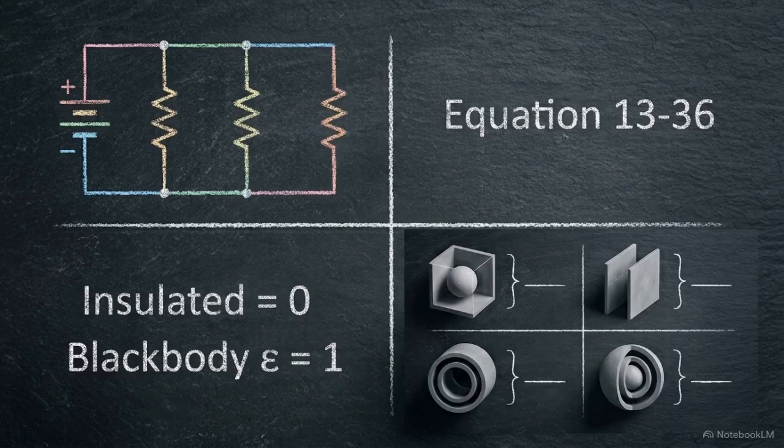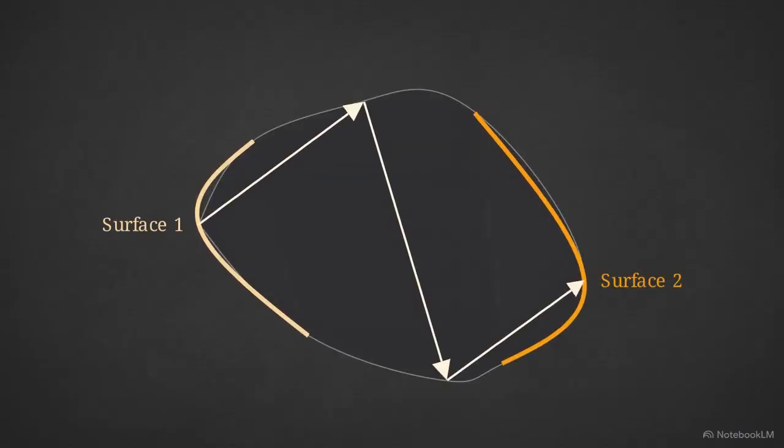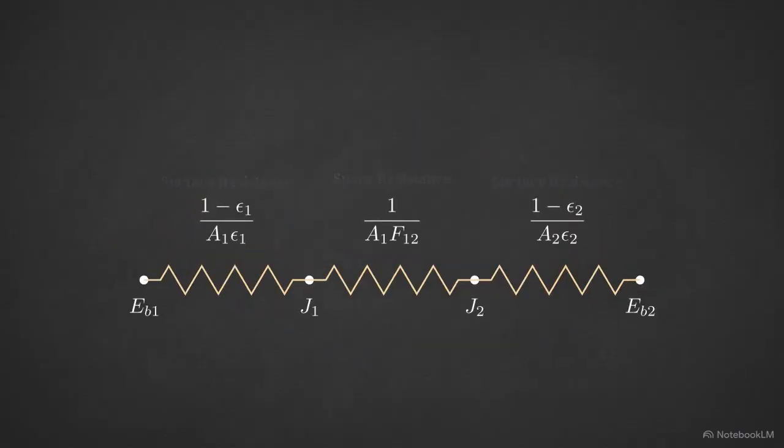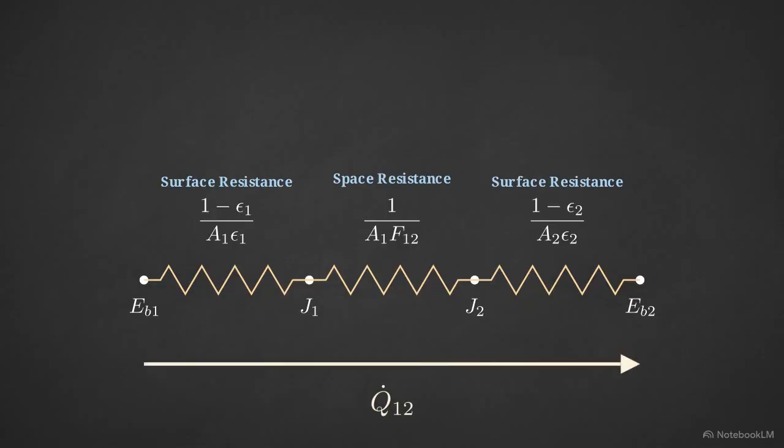To solve any two-surface problem, identify the geometry, map the resistors, apply the two rules for specific surface types, and select the corresponding simplified equation. Viewing physical enclosures as logical thermal circuits provides a reliable and repeatable framework for solving these radiation exchanges.